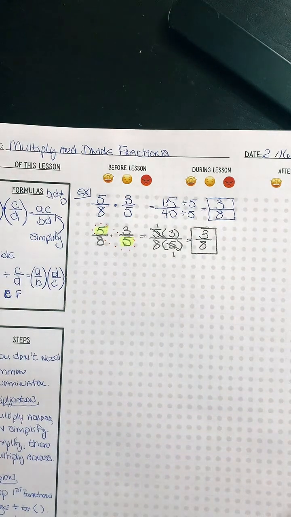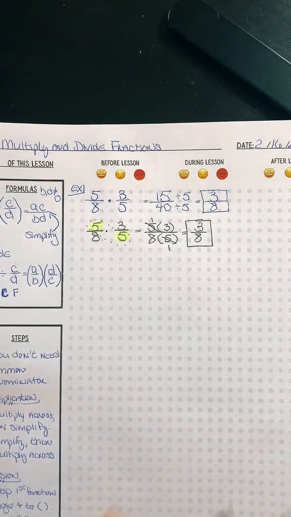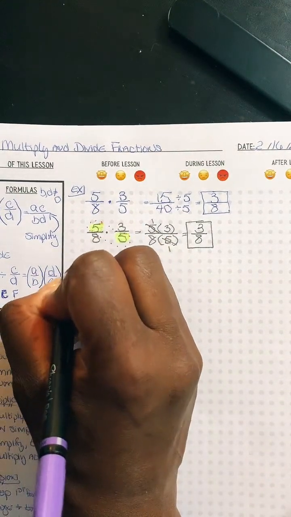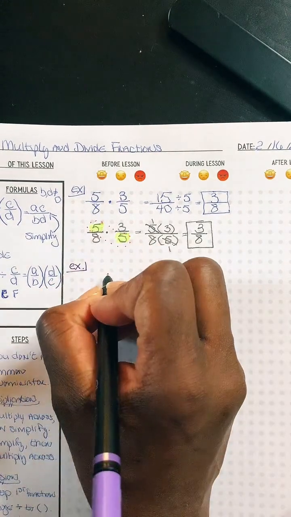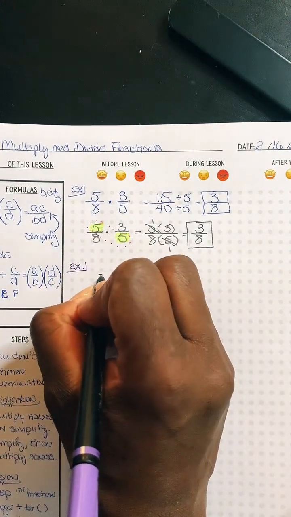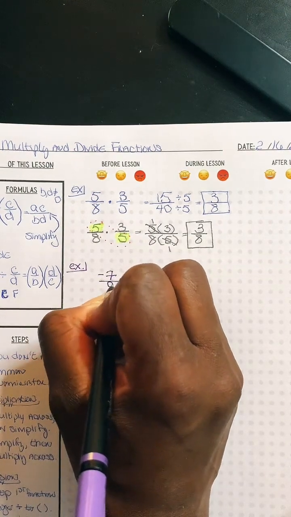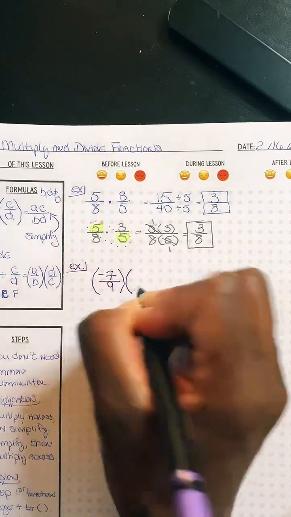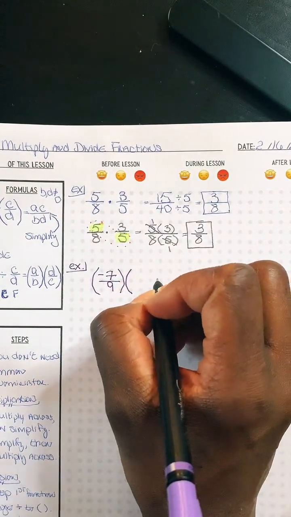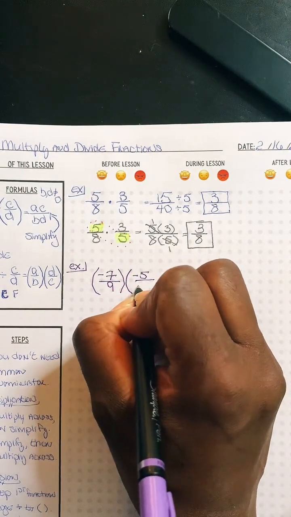All right, so let me do another one. So let's say we have -7/9. Yep, she had to throw a negative in there, didn't she? Yes, she did. And then -5, let's say 21st.